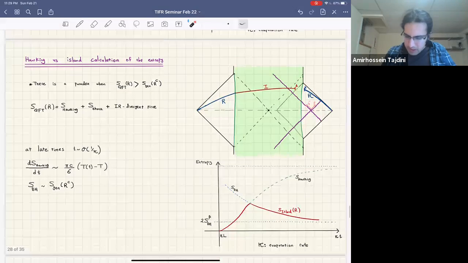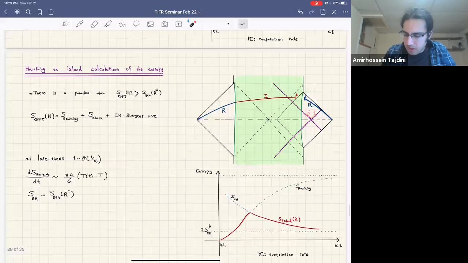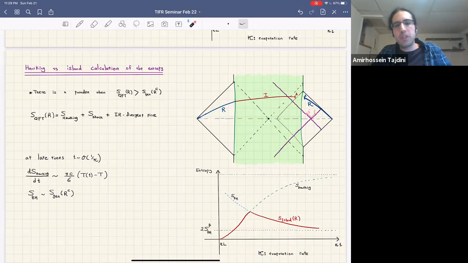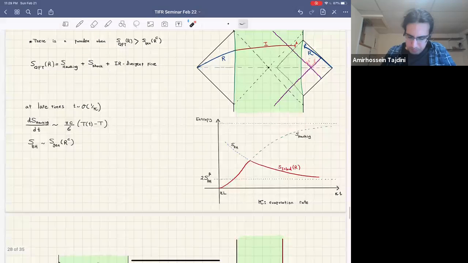I should just say that you can consider different regions. You can also consider regions that go not only to the right but all the way, including the whole left region. In that case, the island will have one endpoint and extend throughout to some point, but the calculation is more or less the same.